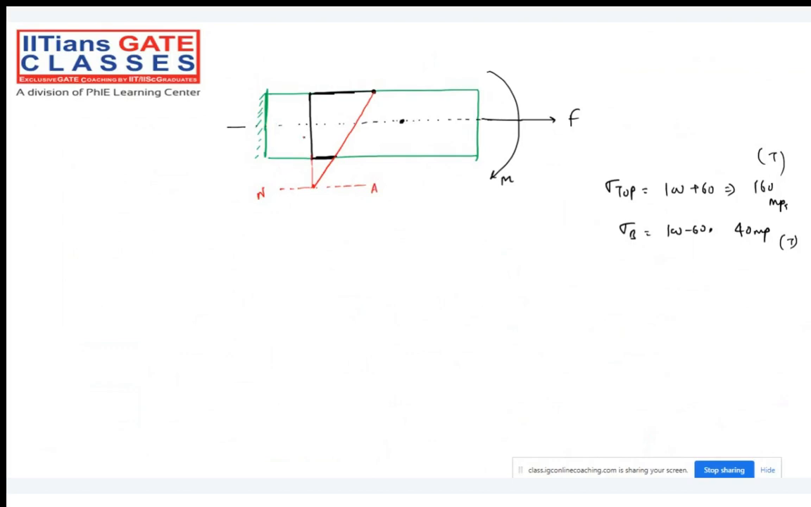So this will be 160, this will be 40. So this will be the position of the neutral axis, my dear friend. This will be Y2, this will be something like Y1. Make a note of it. It will not coincide with the centroidal axis, right?